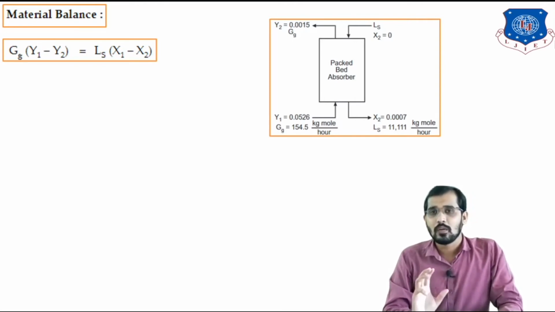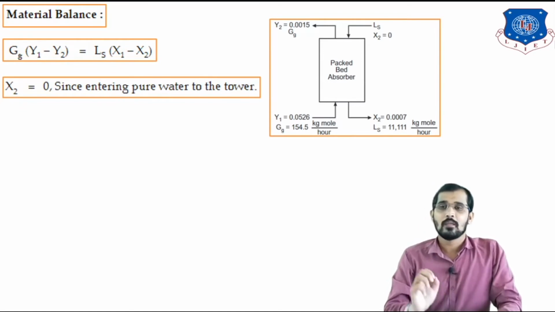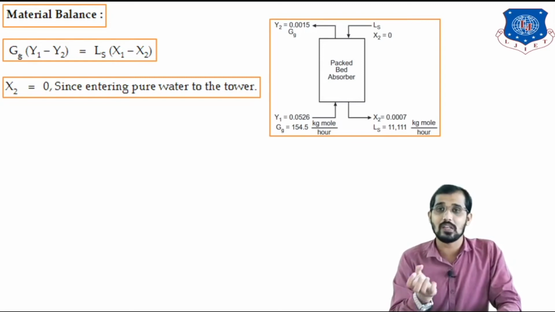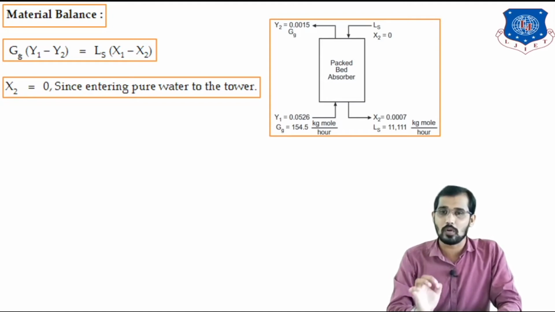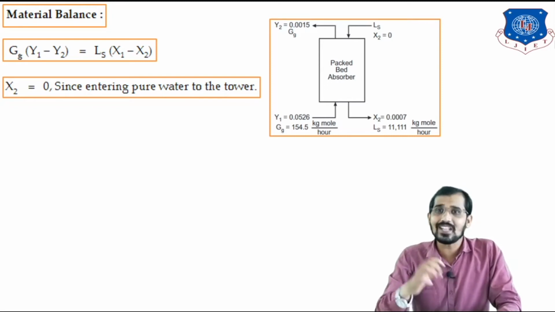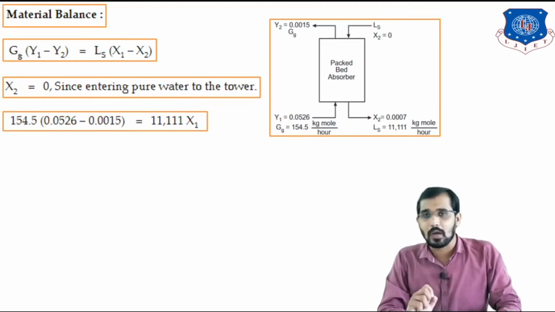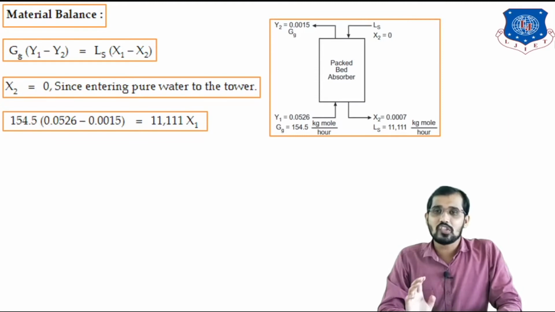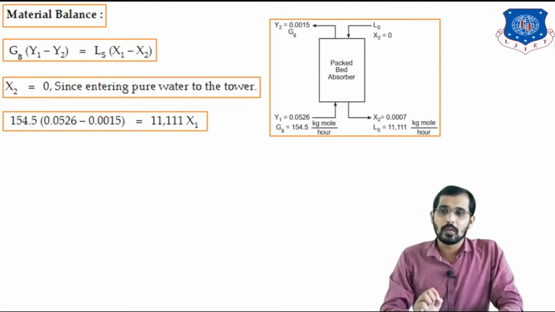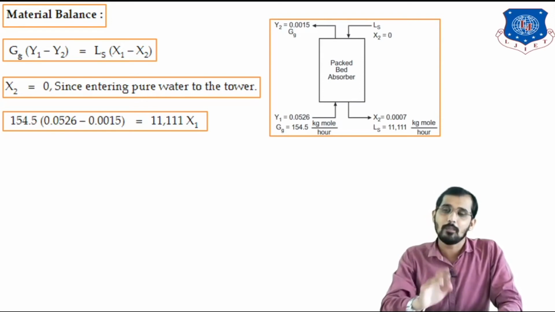Now just put all the values in this equation. Here we are going to use X2 equal to 0, because I told you X2 is fresh in nature, meaning initially SO2 present in that stream is 0, since we are entering pure water into the water tower. We are using pure water as the extracting solvent, that's why X2 is equal to 0. Now put all these values in the equation: capital G is 154.5, Y1 is 0.0526, minus Y2 is 0.0015. We have calculated all these values in the previous slide.